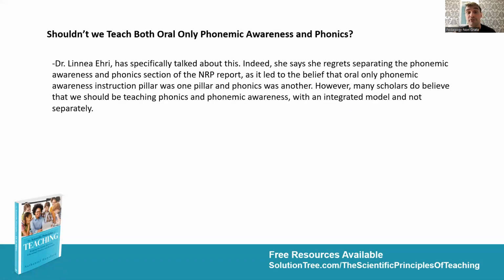Dr. Linnea Ehri specifically talked about this, and she was the lead author of the phonemic awareness and phonics section of the National Reading Panel report, the largest report ever done on reading instruction, at least to the best of my knowledge. She said that she regretted writing the phonemic awareness and phonics section as separate because it led to the belief that phonemic awareness taught orally should be viewed as its own pillar and should be taught completely separately from phonics, whereas she has endorsed more of an integrated model and does not believe that phonemic awareness should be taught entirely separate from phonics.